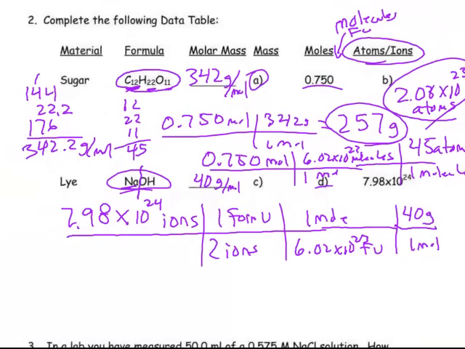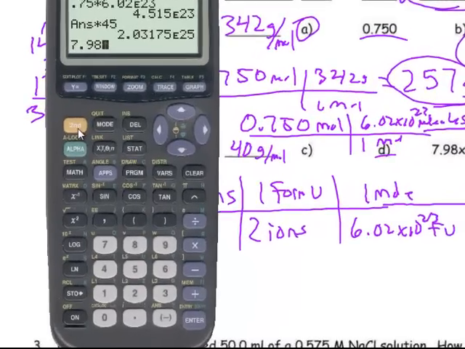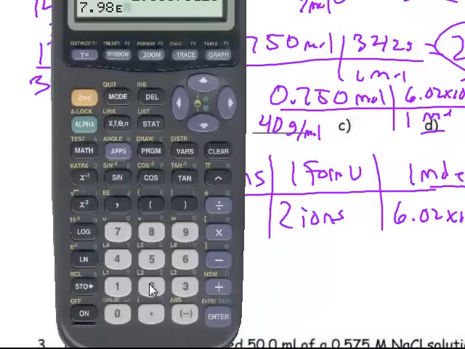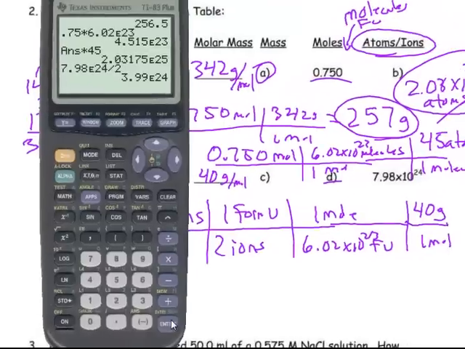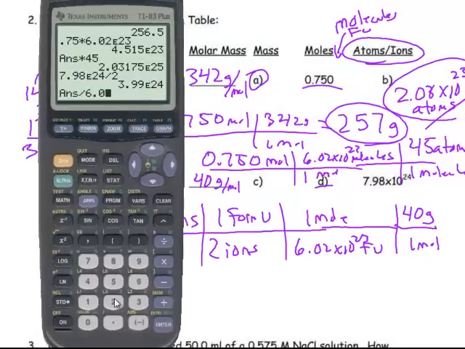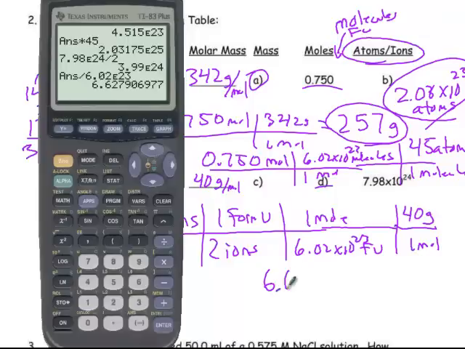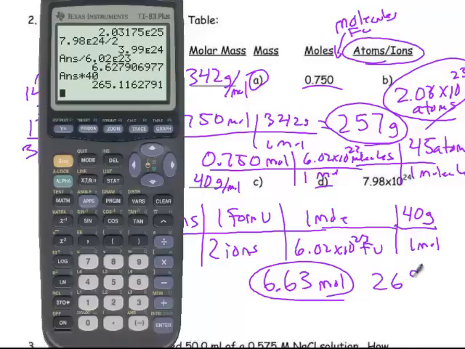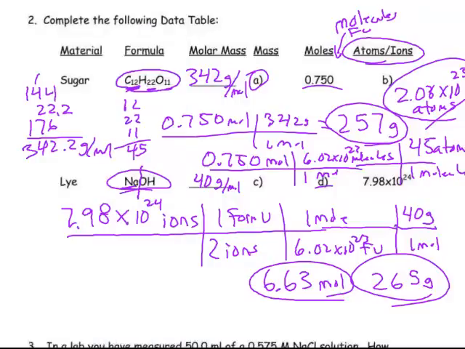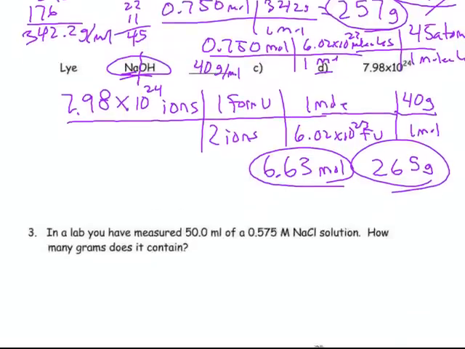The answers are going to be 7.98 times 10 to the 24th divided by 2. That'll give me formula units. Divided by 6.02 times 10 to the 23rd, and that's going to give me moles. So I have 6.63 moles. And then times 40, I have 265 grams. All right, so that's one type of question we have, dealing with Avogadro's number in moles and molecules, the fundamental units, formula units, and then atoms and ions.